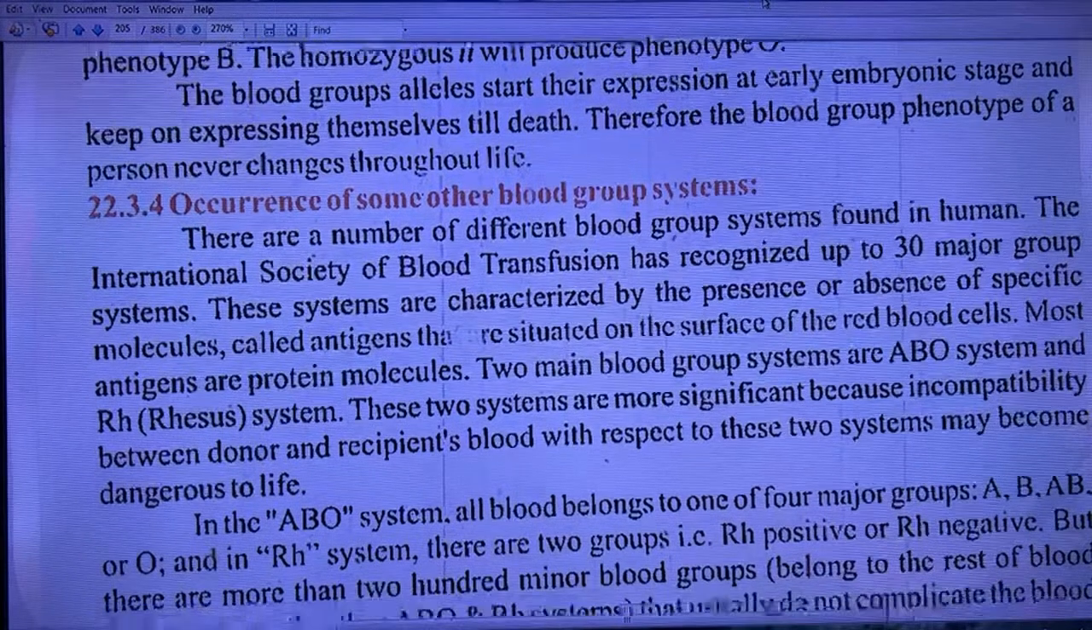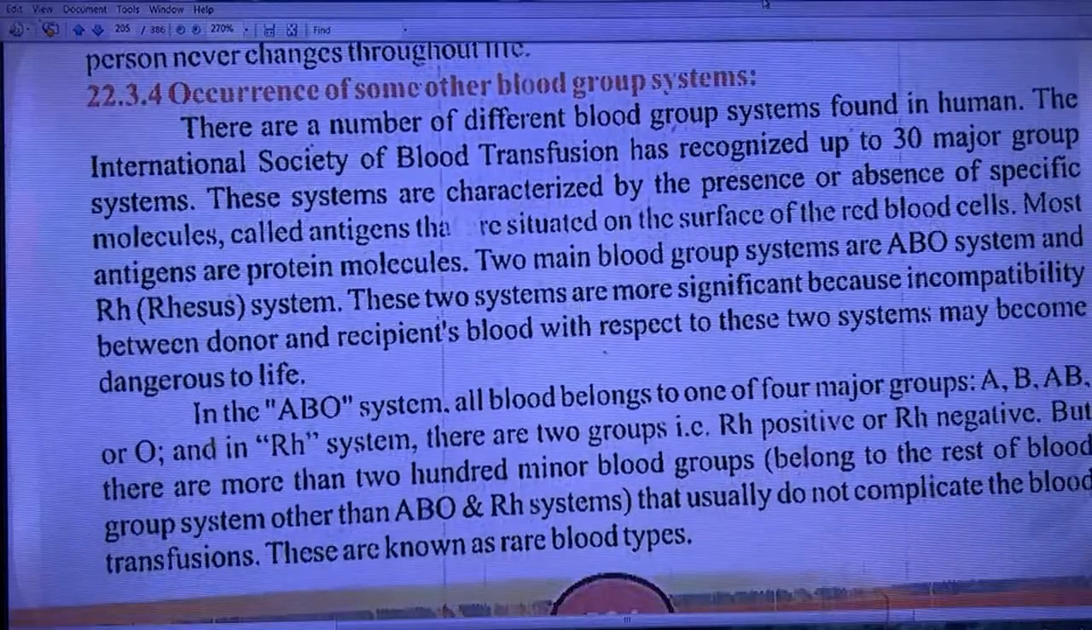Occurrence of some other blood group systems. There are a number of different blood group systems found in humans. The International Society of Blood Transfusion has recognized up to 30 major blood group systems. These systems are characterized by the presence or absence of specific molecules called antigens that are situated on the surface of the red blood cells. Most antigens are protein molecules. Two main blood group systems are the ABO system and the Rh rhesus system, named after the Macaca rhesus monkey.